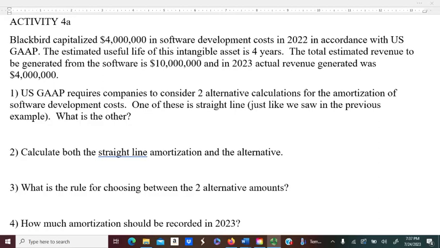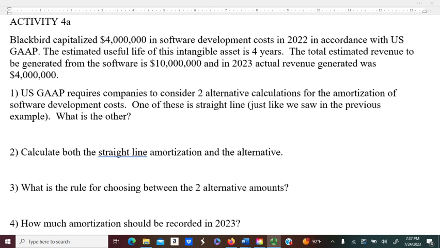All right, here we go on this amortizing software development costs activity. So we have Blackbird. They capitalized $4 million in software development cost in 2022 in accordance with US GAAP. We talked about that in Module 1. The estimated useful life of this intangible asset is 4 years. The total estimated revenue to be generated from the software is $10 million. And in 2023, the actual revenue generated was $4 million.